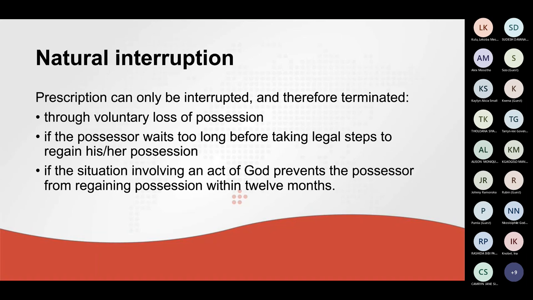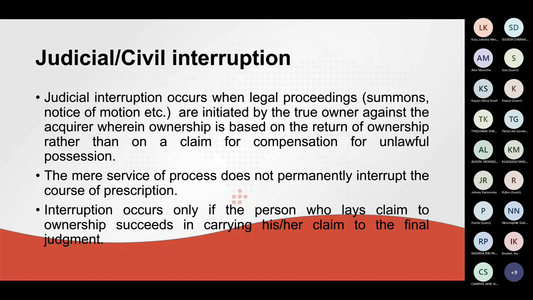If the possessor waits too long before taking legal steps to regain his or her possession, or if a situation involving an act of God prevents the possessor from regaining possession within 12 months. An example of judicial interruption occurs when legal proceedings, such as a summons or a notice of motion, are initiated by the true owner against the acquirer, wherein ownership is based on the return of ownership rather than on a claim for compensation for unlawful possession.